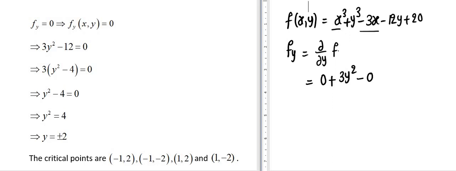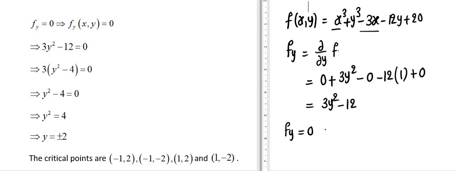Minus 12y differentiation is minus 12, since 12 is a constant for y is 1. 20 is there, 20 differentiation is 0 because it is a constant. Now finally the value of fy is 3y square minus 12. Now equate this value with 0. Then we are going to get y values.